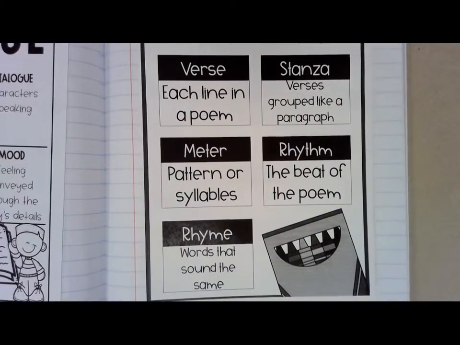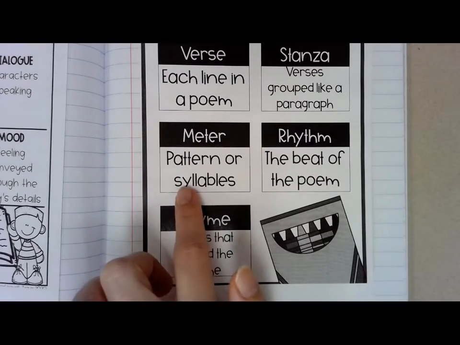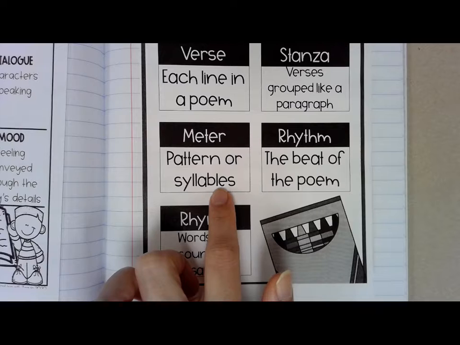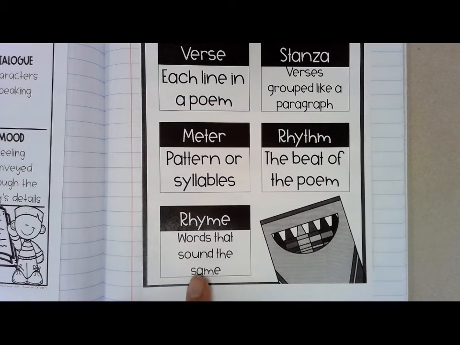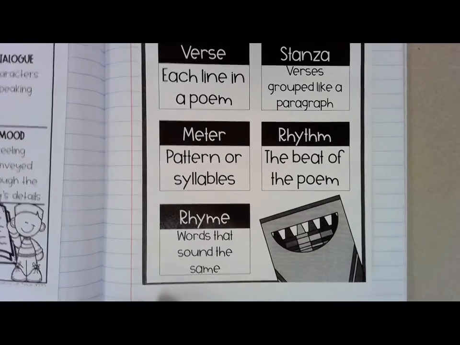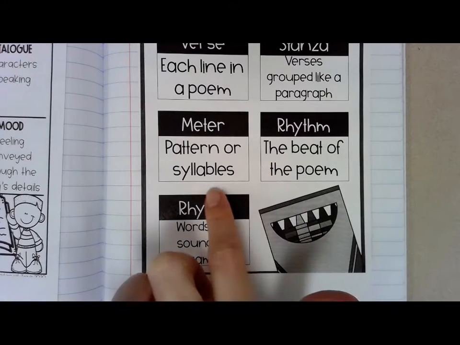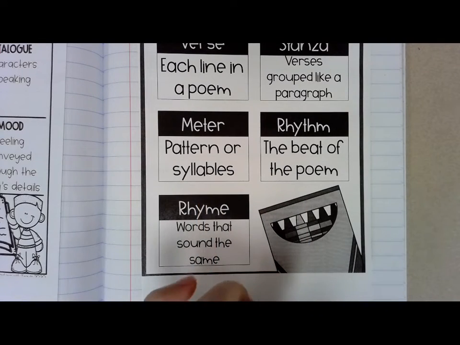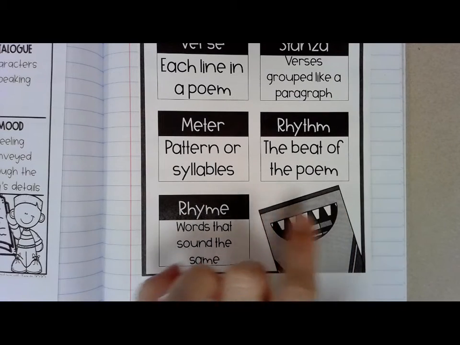Poetry is written in meter, which means it has patterns or syllables. And the rhythm is the beat of the poem. Oh, and then we have rhyme. Words that sound the same. Y'all know what rhyme is. Not all poems rhyme, but a lot of them do. Rhythm and meter go hand in hand. Usually there's a certain number of beats per verse, or beats per line, or beats per stanza.